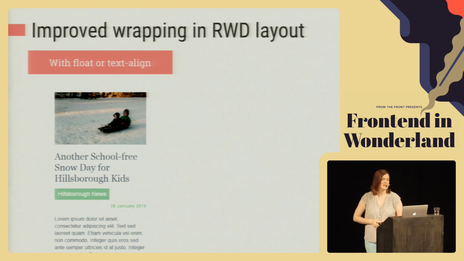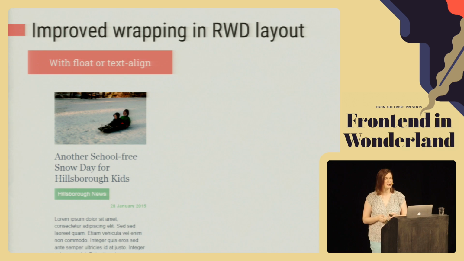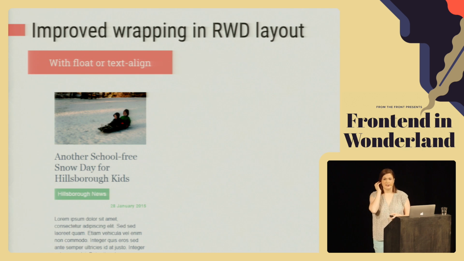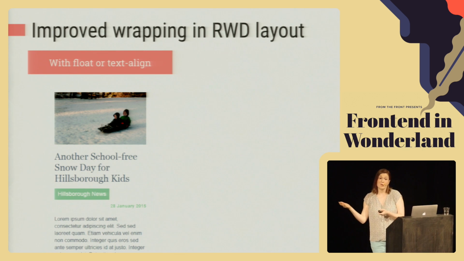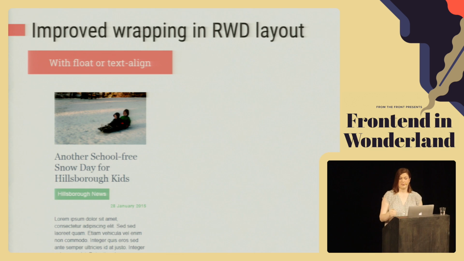Using Flex to push the date to the opposite side is a great enhancement for what happens when there's not enough room to fit both the category and the date on the same line, such as when the viewport is very narrow or the category is very long, or both.